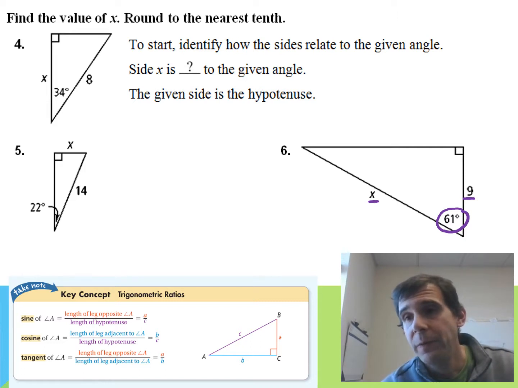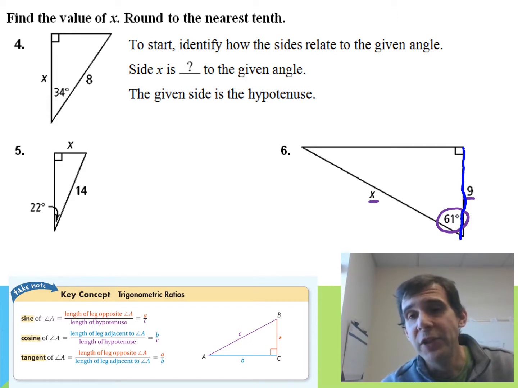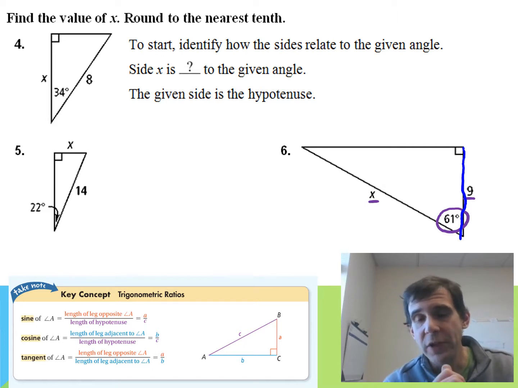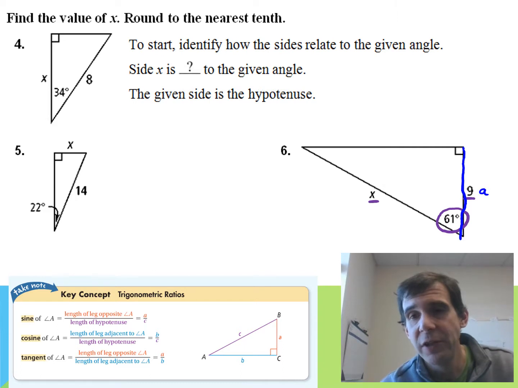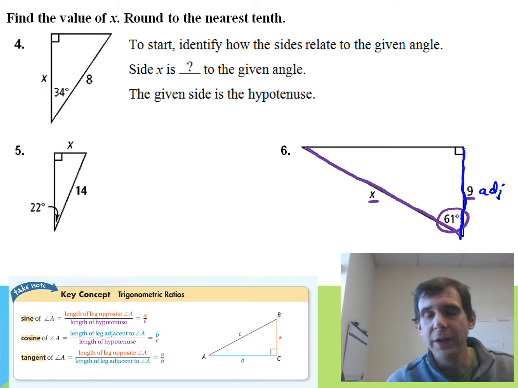So this length of 9 here, that side, you look at it, you say, is this adjacent or opposite of the 61 degree? It is adjacent, right? It's one of the rays that forms the 61-degree angle. The hypotenuse and this leg form the 61-degree angle, so this is adjacent. And then x here, our unknown, is the hypotenuse.